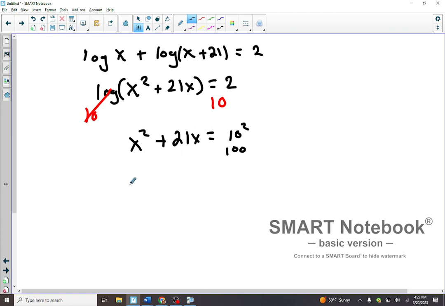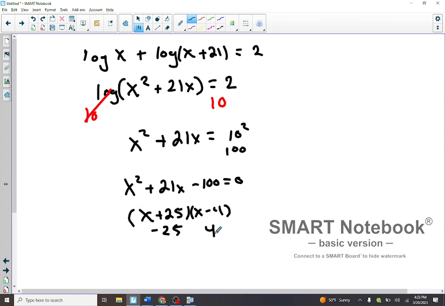So how did you get from 2 logs to 1 log? Because if there's a plus in between, you can condense them. Oh, and then you can just cross them out? Afterwards, you cross them out, but you can condense them every time. Oh, x plus 25, x minus 4. Yep. And then just check: negative 25, 4. Only negative 25 causes a problem, so only 4 is your answer. What if both cause a problem? Then you have no solution.